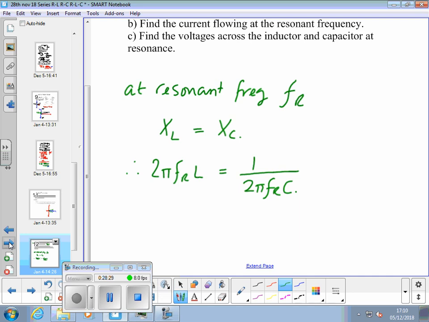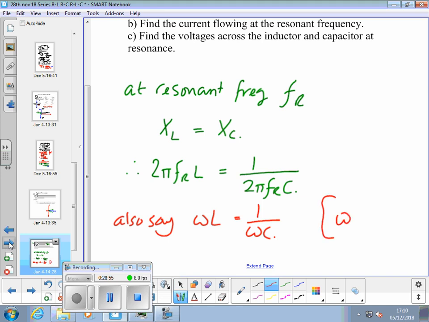I'll tell you what, there's an easier way to do this, right? It's easier to rearrange it, and then you can come back to 2 pi FR later. We can also say omega L is equal to 1 over omega C. I'll put in brackets over here, omega, and we'll call it omega R, by the way. Let's just write that again. Omega R L is equal to 1 over omega R C.